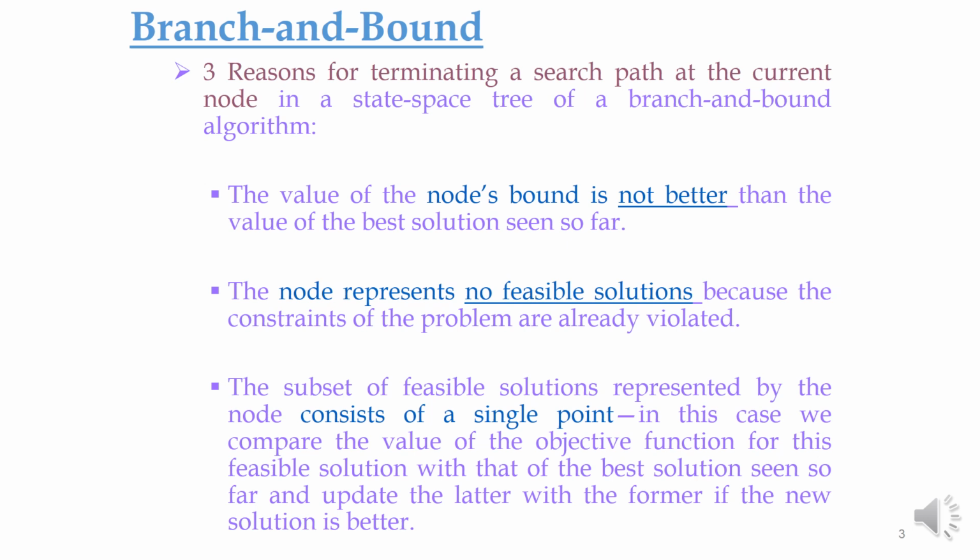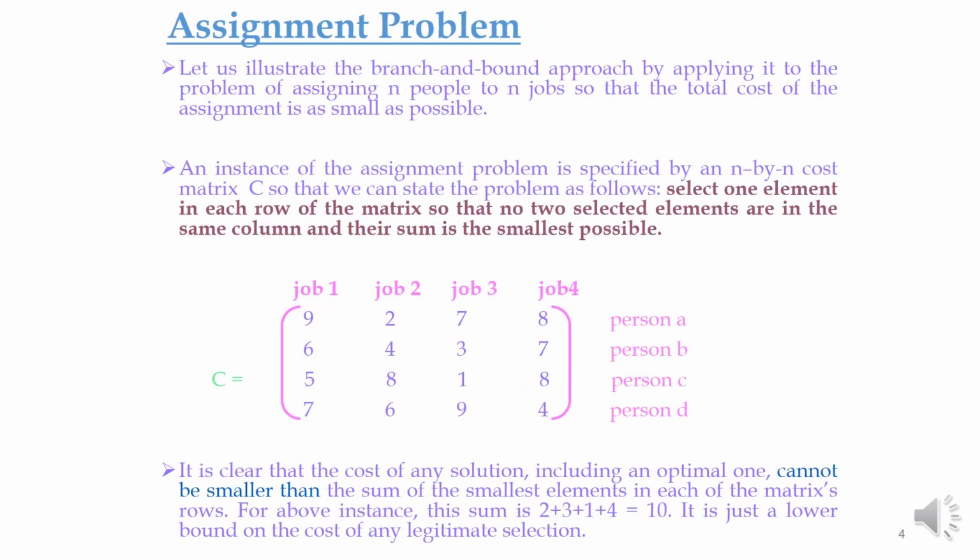Here we are constructing the state space tree. Each and every time we generate a node and check whether we have reached the optimal solution or not. If we reach the optimal solution, we terminate the remaining nodes and provide the solution to the user. Let us see the assignment problem. Here the problem is assigning n people to n jobs so that we can reduce the total cost of that assignment. For that, we can consider a cost matrix.